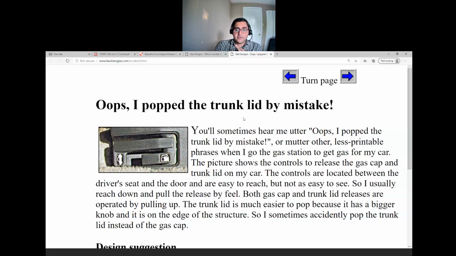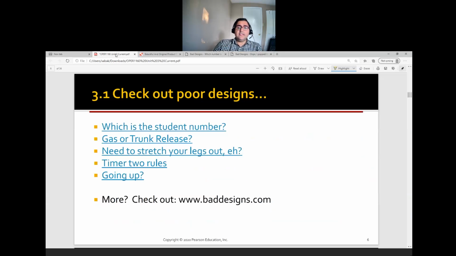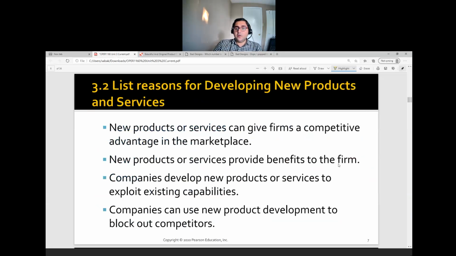So always remember, why should the customer have this confusion when he or she is driving the car and trying to go for filling the gas? Remember this thing. So the gas cap and trunk lid are almost always next to each other. This is a bit confusing thing. So this is another example of a bad design.